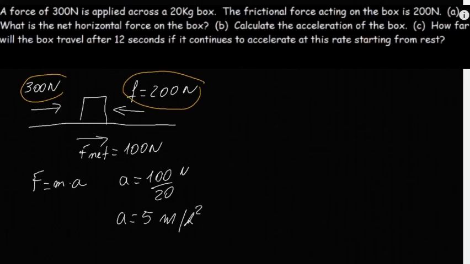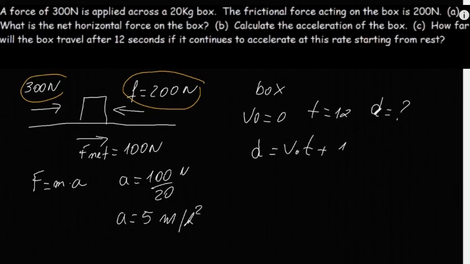Then the net force is simply the difference between the two forces, so it's 100 newtons directed towards the right, if these two forces are in their respective positions. Now what is the acceleration of the box?